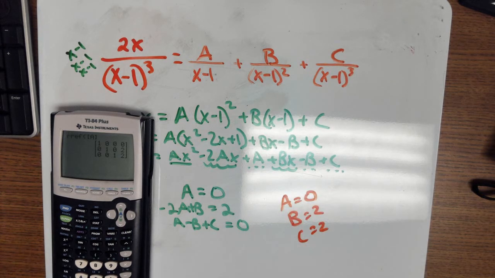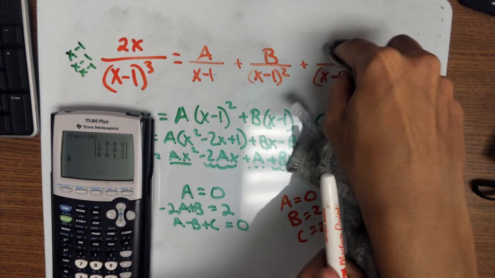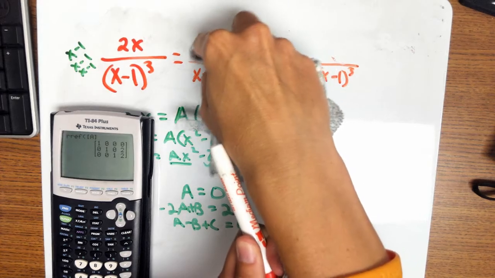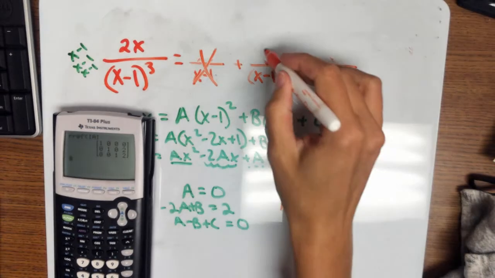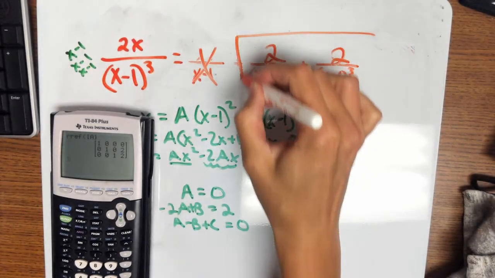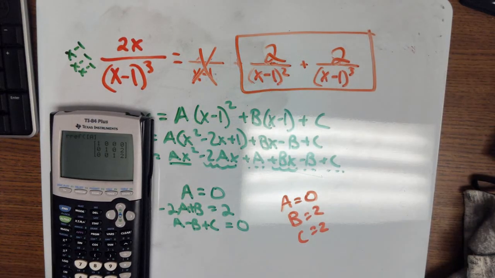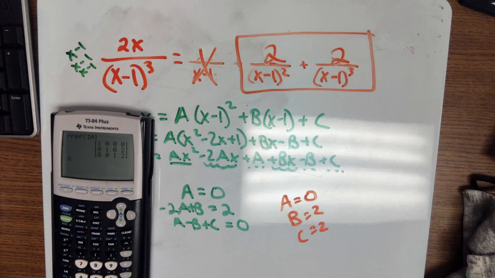So remember, your final answer are the fractions that came together. This is not your final answer. You go back up here, and you actually put your numbers in there. So since A is 0, that term just goes away. 2 and 2. That was the decomposition of 2x over x minus 1 cubed.